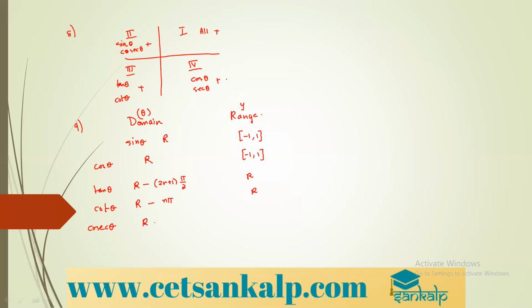Cosecant theta, theta can be any real number, but you can't take multiples of pi. And the graph you can see from -infinity to -1 and from 1 to infinity. Secant theta, theta you can take any real number, but you can't take odd multiples of pi by 2. And range, the graph you can see from -infinity to -1 and from 1 to infinity.